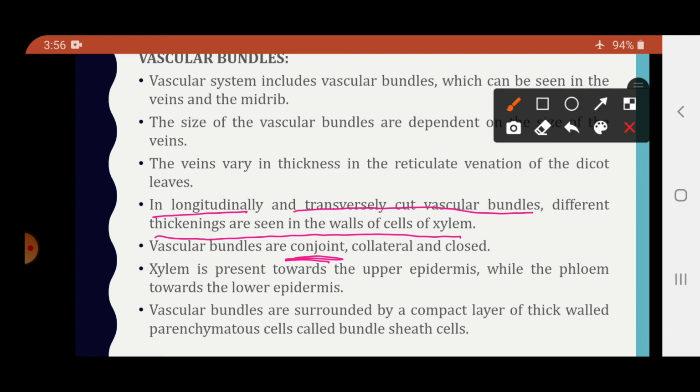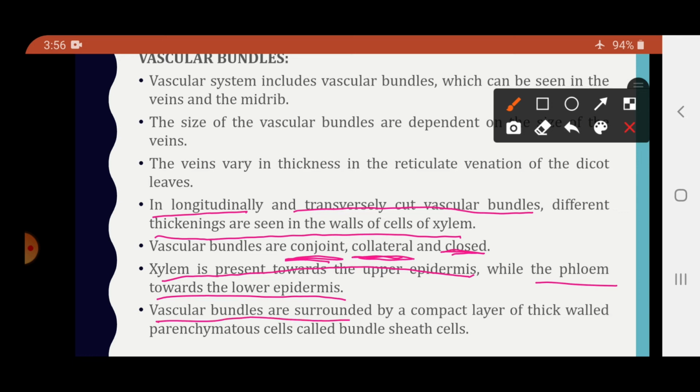Conjoint, that is, xylem and phloem together on the same radius. Collateral, it means xylem occurring on the inner side and phloem on the outer side. Closed, that is, without cambium. Xylem is present towards the upper epidermis, phloem is located towards the lower epidermis. Very, very important, students: the xylem is present towards the upper epidermis and phloem is located towards the lower epidermis.